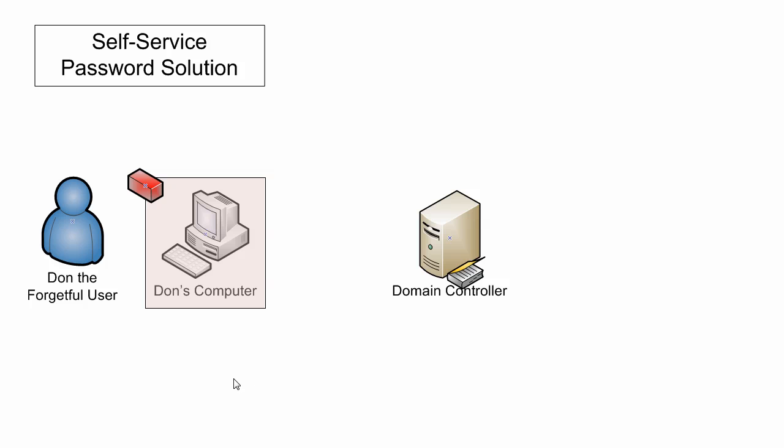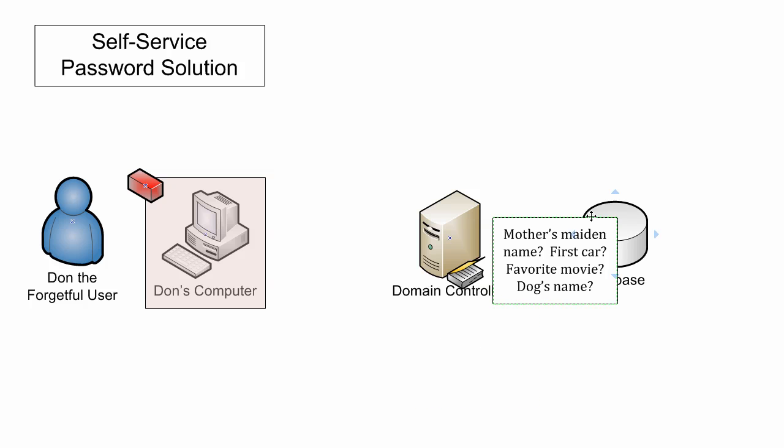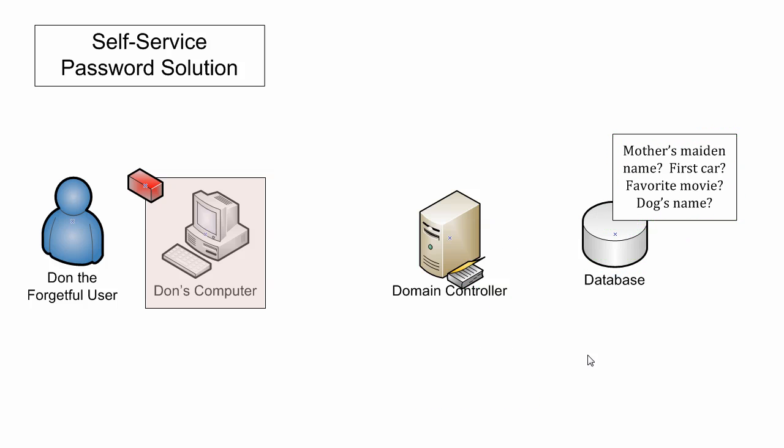Now, in order to be able to do this, obviously, you can't just go straight to the domain controller because remember, Don has forgotten that password. There needs to be some sort of secondary database of information that Don can use, or that I can use, to verify that he is who he is. That database of information can be a series of questions that Don has asked and answered before he ever went and lost his password. Maybe his mother's maiden name, or his first car, his favorite movie, or his dog's name. The combination of these questions and their answers helps me identify that Don is indeed Don, and then allow him to go and change the password. I need to have these secondary questions in place so that I can prove that Don is who he is.